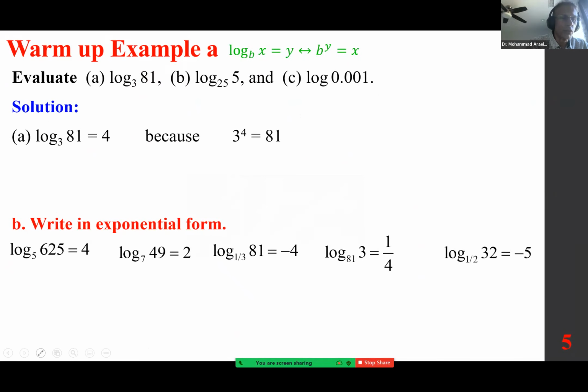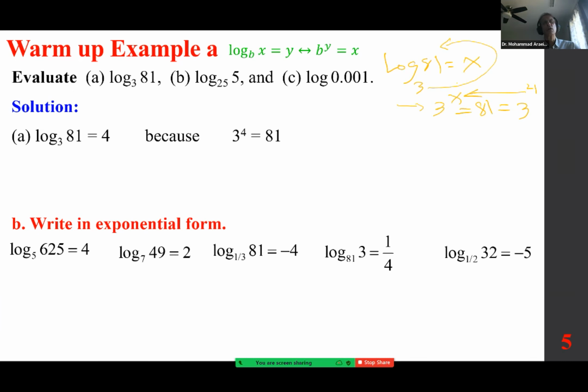I also remind you of the way it was solved in algebra. Log base 3 of 81. Let's say we don't know the answer, so it's x. We go with the exponential format. 3 to the power of x is 81. We know 81 is 3 to the power of 4. And that's the answer. So this is how we did it in algebra.